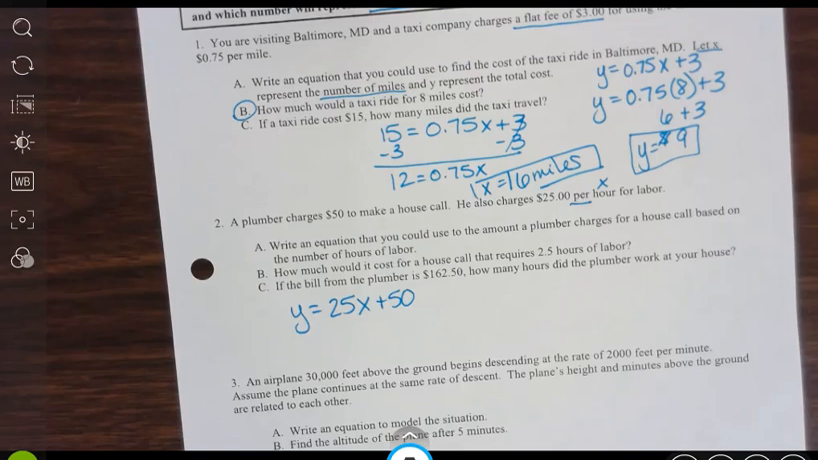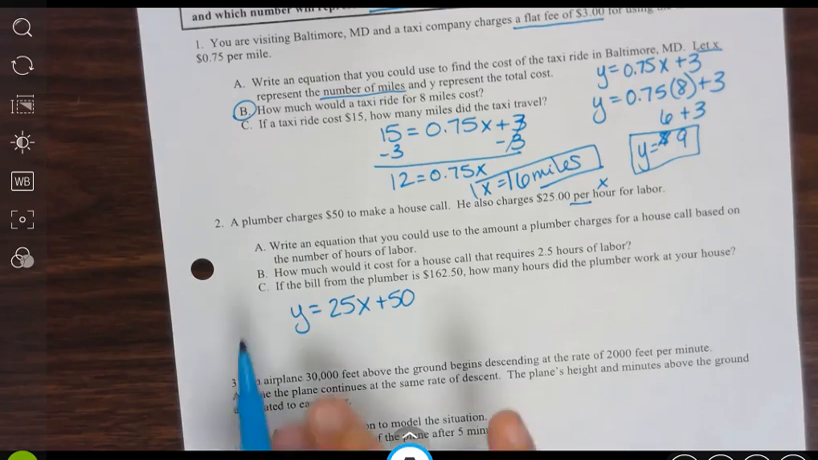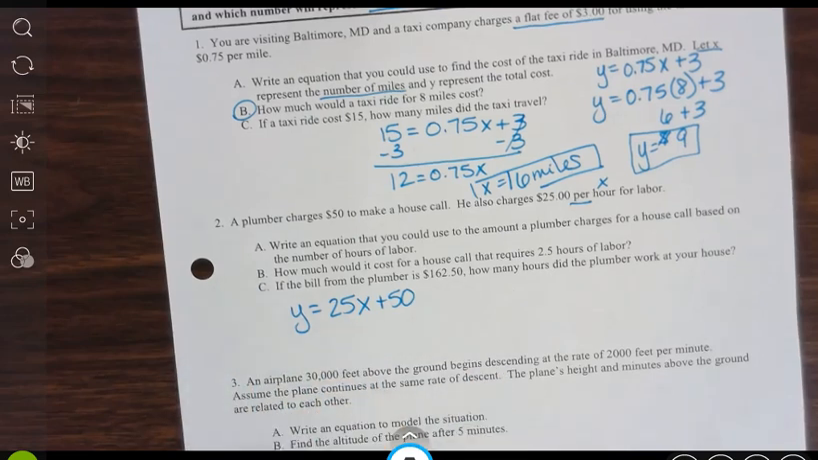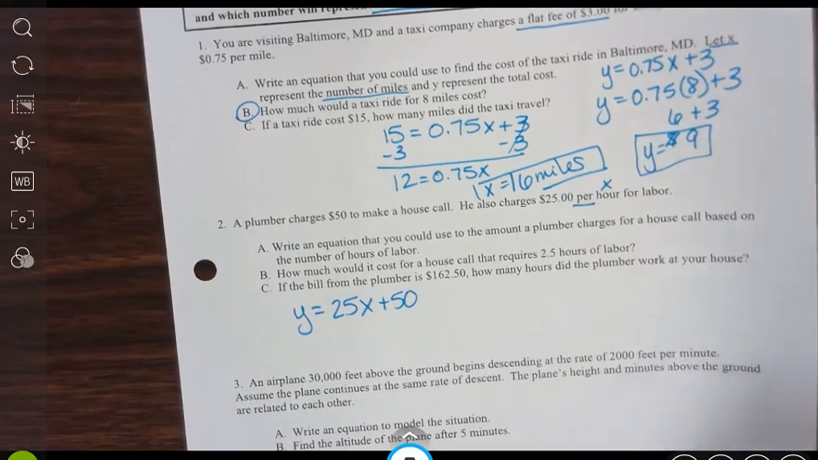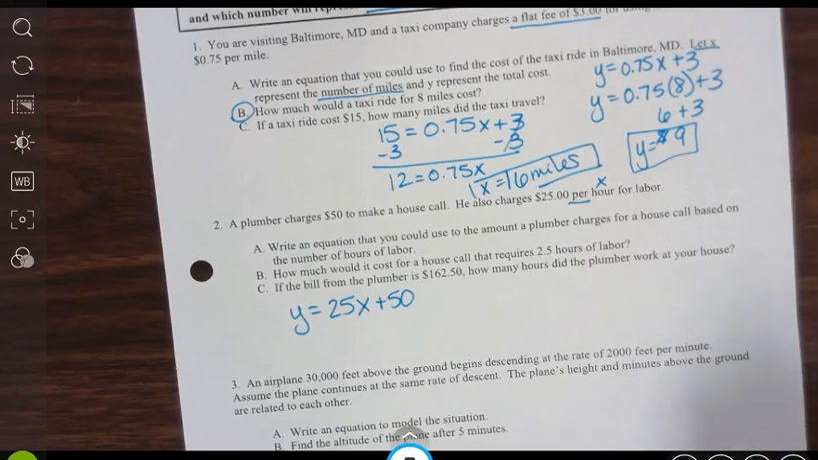Now I want you to pause the video, and I want you to try both B and C before coming back to make sure you are correct. So pause the video, do B and C on your own, and then play the video to make sure you are correct.